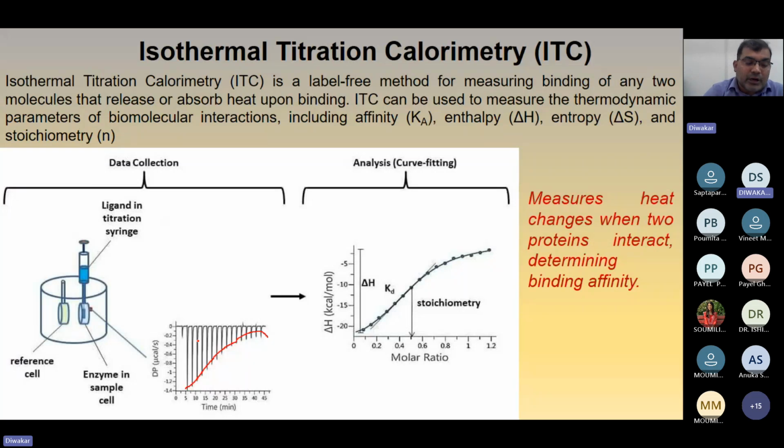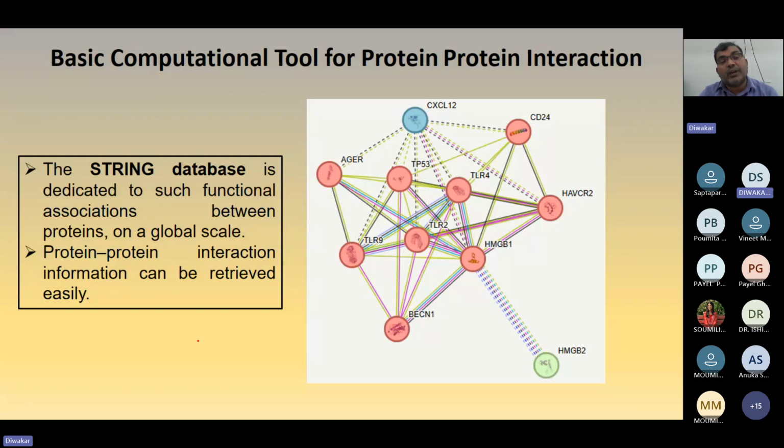So both of these biophysical techniques are very important for the calculation of protein binding analysis, target identification, and small molecule synthesis. Now, the second approach is the basic computational approach. How can we identify the protein interactions by the STRING database or STRING tool techniques?